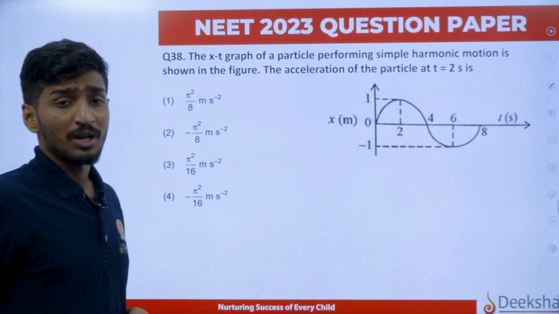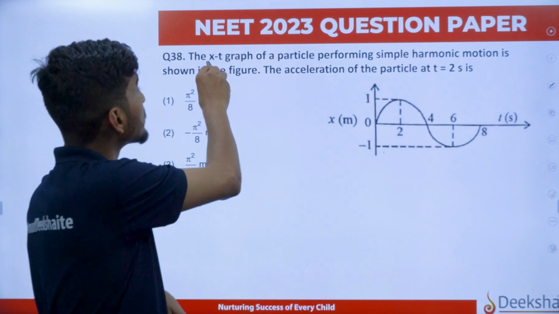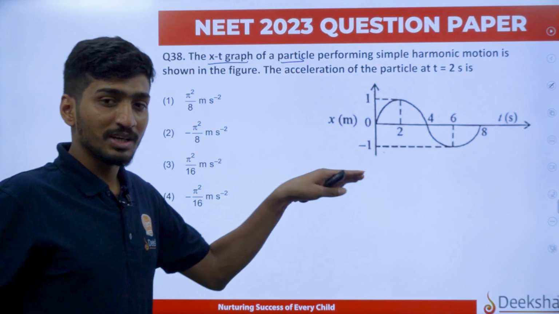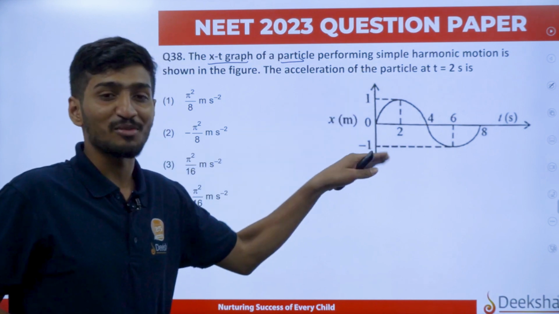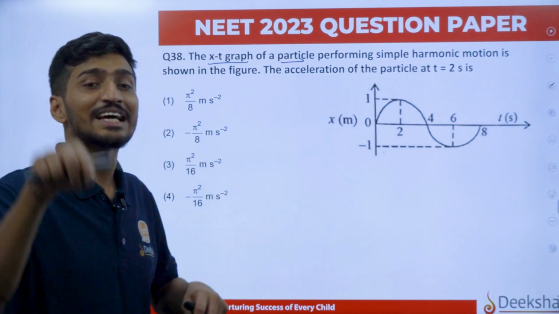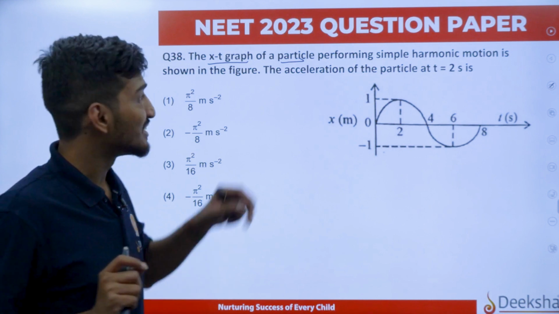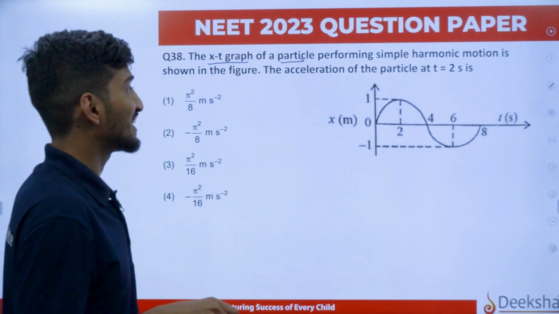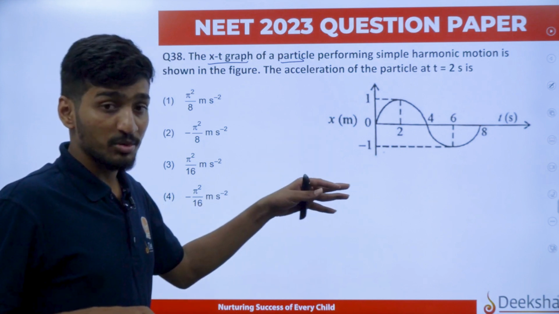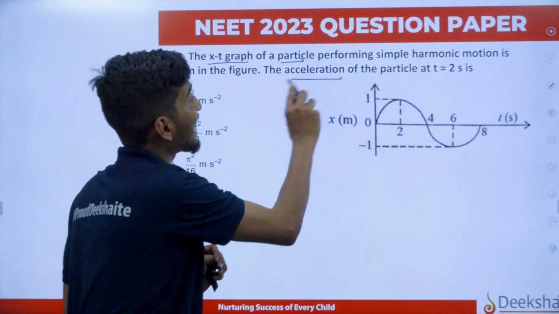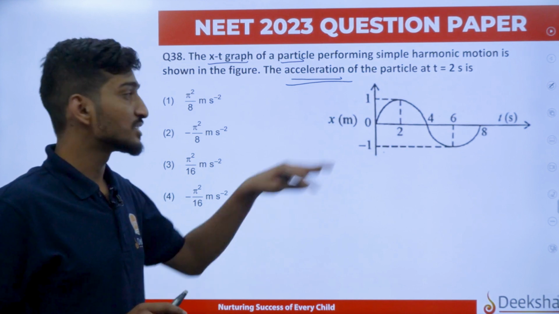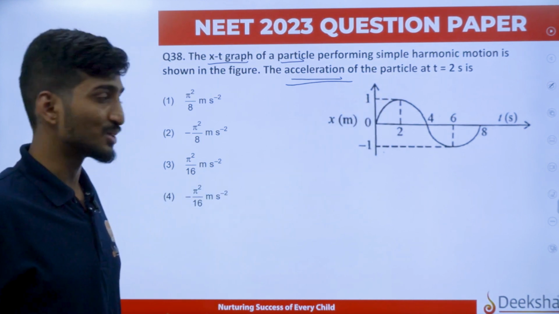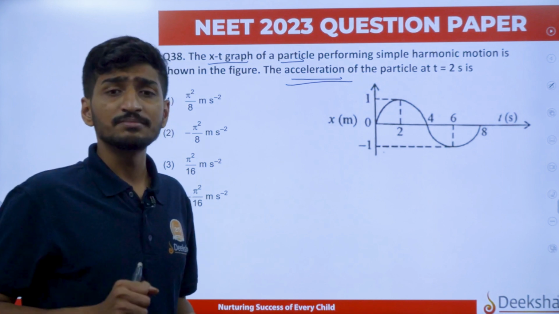So a question from simple harmonic motion then. The question says the x-t graph of a particle is given. You can see it from the graph. They don't have to tell you that this particle is performing a simple harmonic motion. Just by looking at the sine curve, you can tell that this motion is going to be a simple harmonic motion, right? So anyways, it is a simple harmonic motion. They are asking you to calculate the acceleration of this particle at t equal to 2 seconds. So how do we do this then?